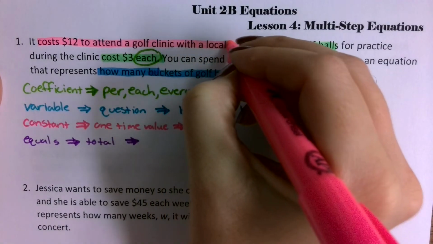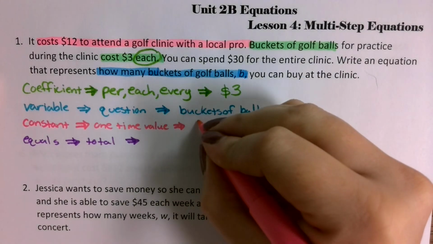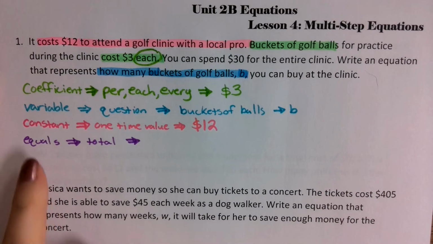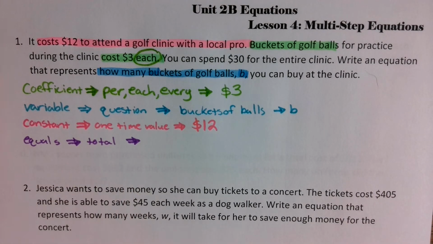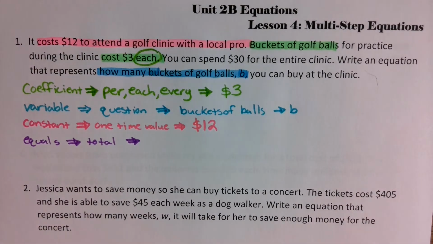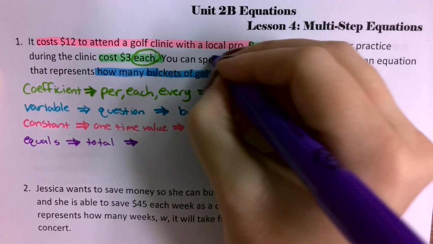You pay that one-time entry fee in order to be able to get into the clinic. So that is our constant. You pay it once. That's it. Now, what do we want the total to be? $30, right? He's going to spend no more than $30. How much you're spending for the entire clinic is going to be $30.